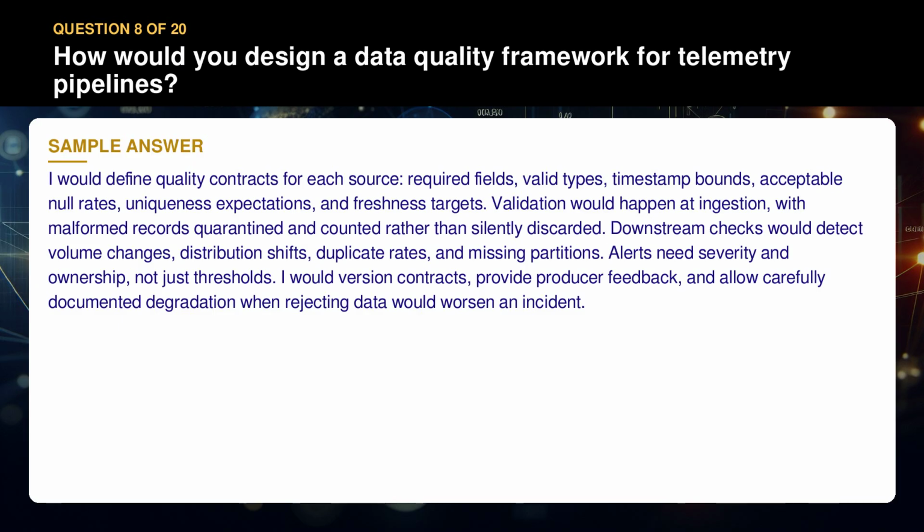Downstream checks would detect volume changes, distribution shifts, duplicate rates, and missing partitions. Alerts need severity and ownership, not just thresholds. I would version contracts, provide producer feedback, and allow carefully documented degradation when rejecting data would worsen an incident.